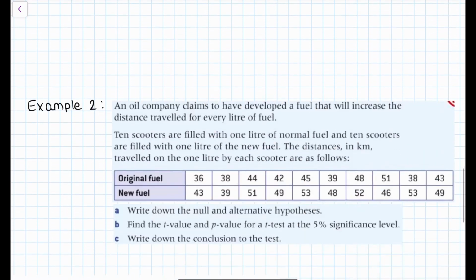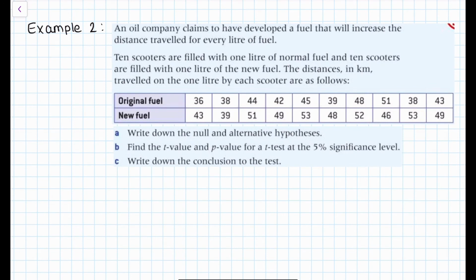Example 2. An oil company claims to have developed a fuel that will increase the distance travelled for every litre of fuel. 10 scooters are filled with 1 litre of normal fuel and 10 scooters are filled with 1 litre of new fuel. The distances in kilometres travelled on the 1 litre by each scooter are as follows. Write down the null and alternative hypothesis. So once again, nice and easy, the null will be that the means are equal. So the mean of one is equal to the mean of the other.